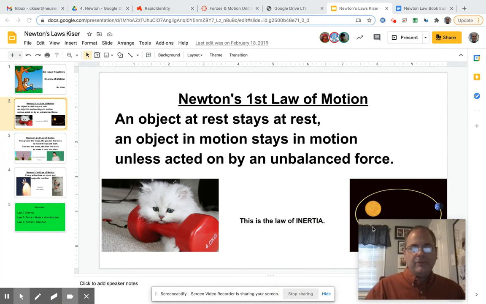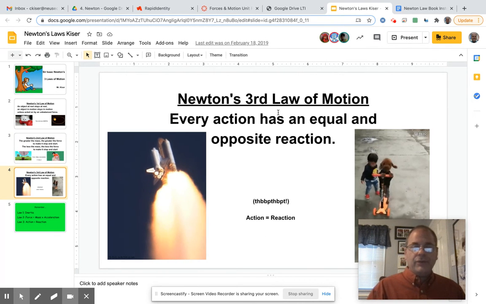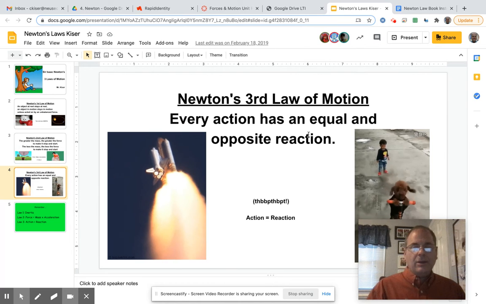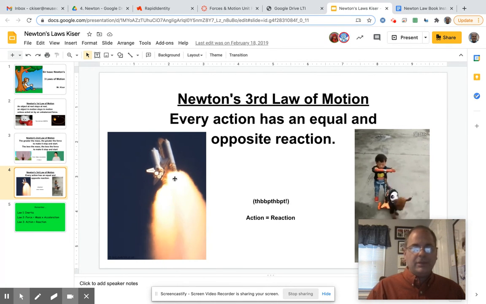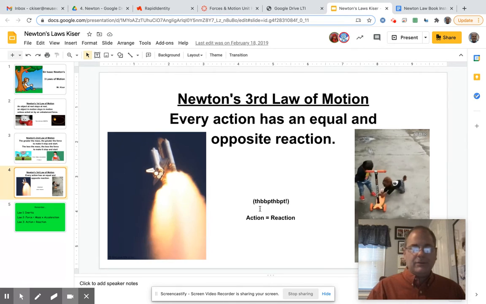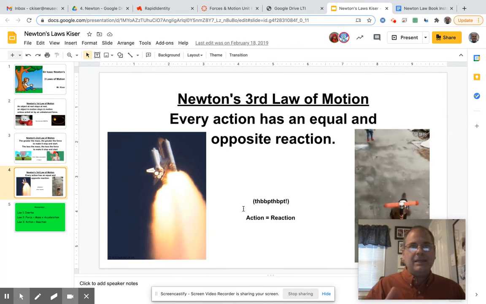So let me move this over. Also, there's this little sentence. You need a sentence too. Second law of motion, I put the law itself, and I put a picture, and I put a little sentence there. And then I have law 3. I put the law itself, the words of the law. For every action, there's an equal and opposite reaction. And then I put a picture and then a little sentence. That's all you have to do. And then you're going to submit that in Canvas.